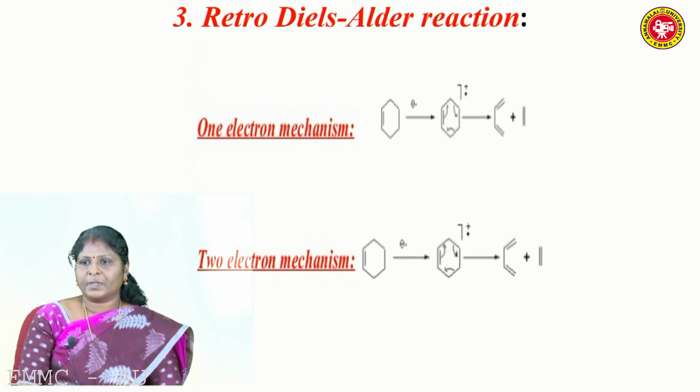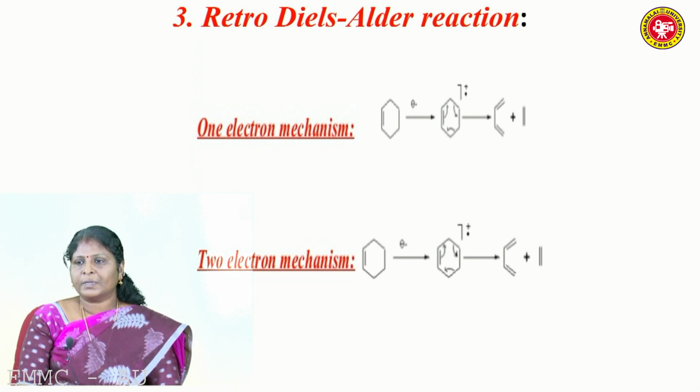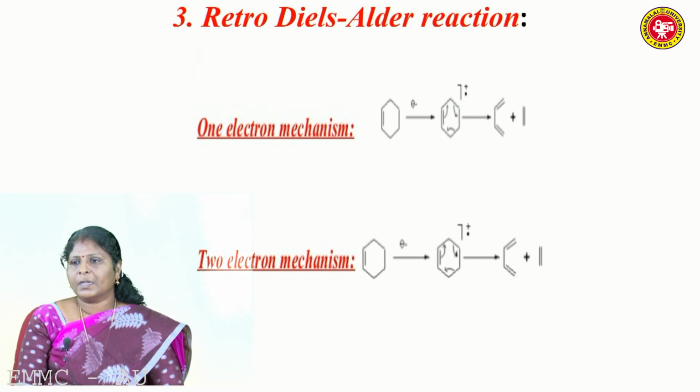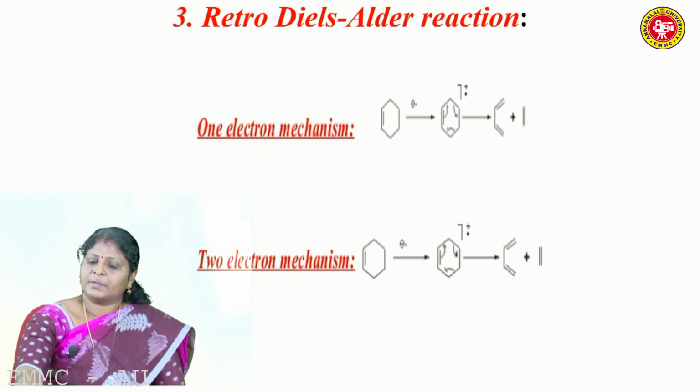Number three, retro-Diels-Alder reaction. For the Diels-Alder reaction, the starting materials are a diene and an ene. These Diels-Alder reactions are more common in alicyclic systems having an unsaturated site. This involves two bond cleavages. That may follow a one electron mechanism or a two electron mechanism, that means homolytic cleavage or heterolytic cleavage. But at any rate they will produce only the diene, that means two unsaturated daughter ions.